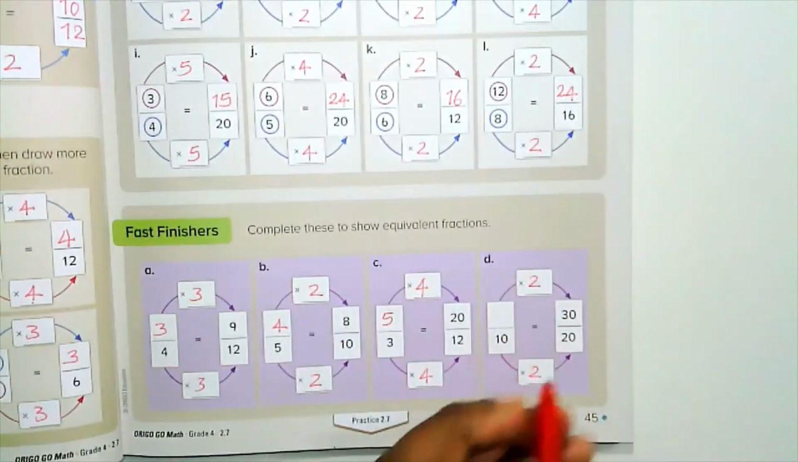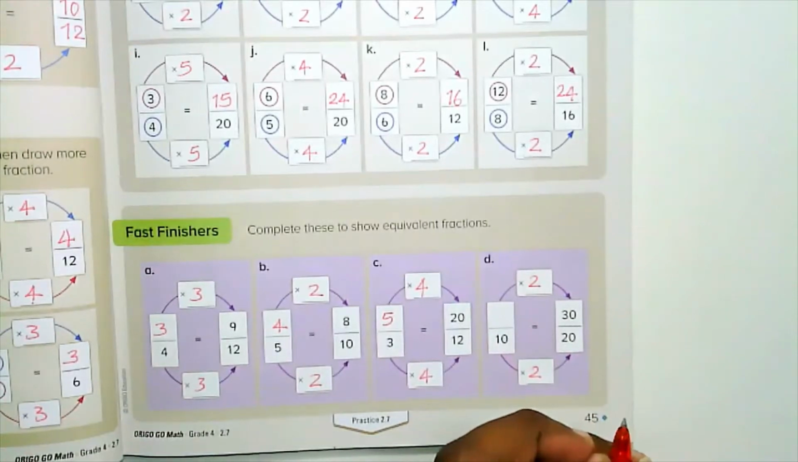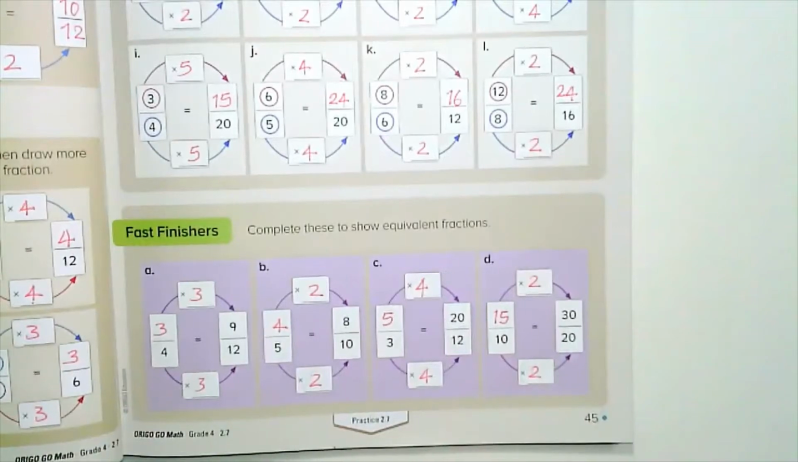So 2 times what will give us 30? 2 times 15 will give us 30. Now let's go on to the practice 2.7.